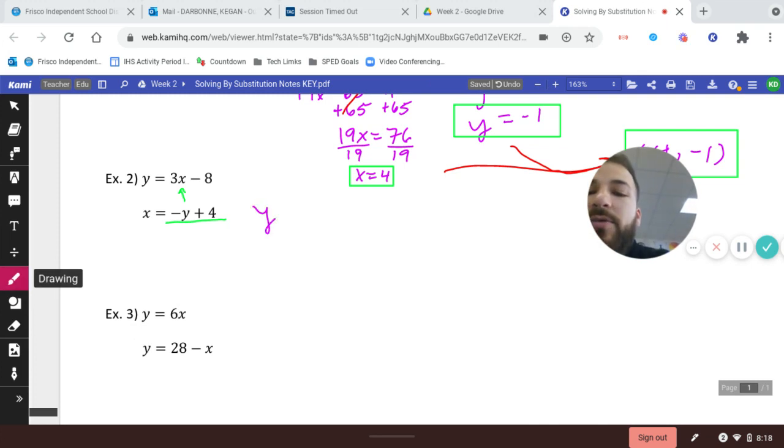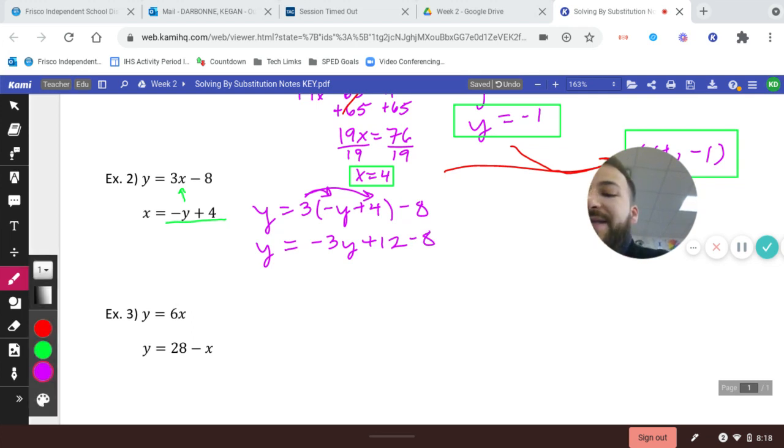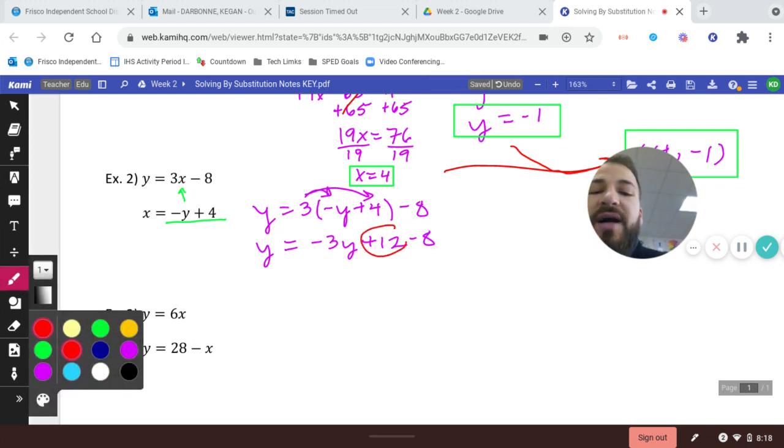So we get y is equal to 3 parentheses negative y plus 4, minus 8. Then I'm going to be solving for y, which notice once again I only have y in my equation. So y is equal to 3 times negative y is negative 3y. 3 times 4 is 12. Minus 8. I do have the like terms of positive 12 and negative 8. So 12 minus 8 is equal to 4.